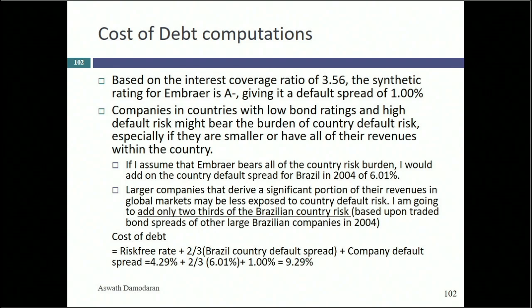So if you don't have a rating for a company, you can use the interest coverage ratio, which you should have for every company. Use the interest coverage ratio to get a rating, and that rating can give you a default spread. So that 1% is Embraer's default spread.